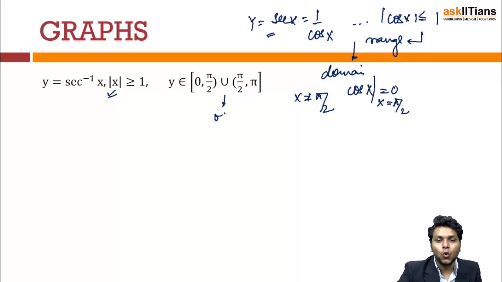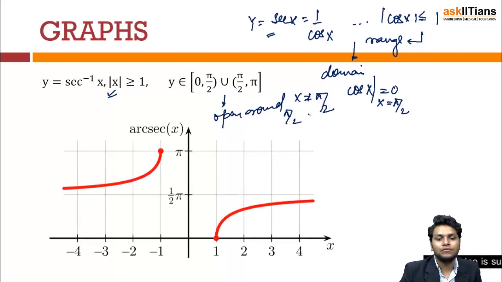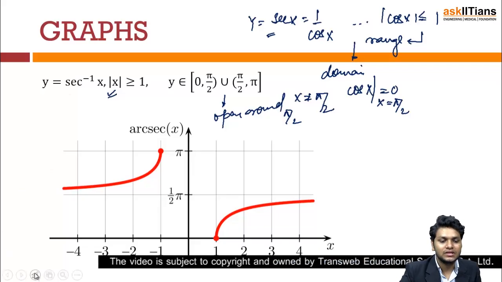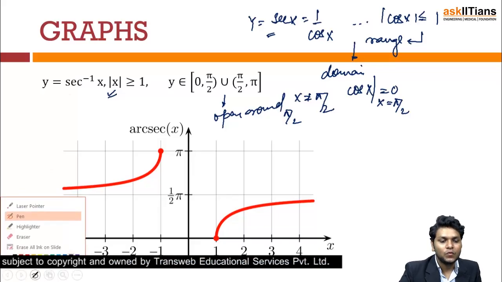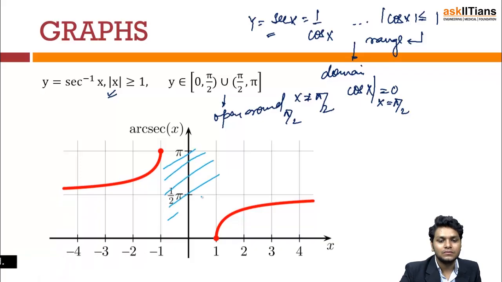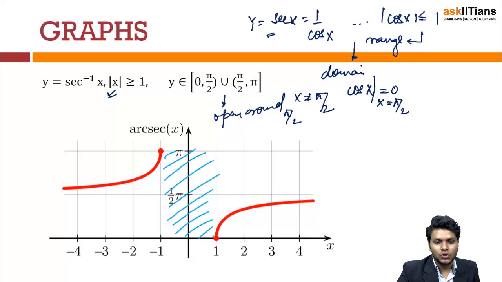Hence you will see an open bracket around pi by 2. It will not be included in the function, and the graph for sec inverse x will look like this. Again, considering the same point, there won't be anything which will lie between minus 1 and 1. This part will be vacant. The equality might occur at the end points, which it is doing at this point as well as this point.